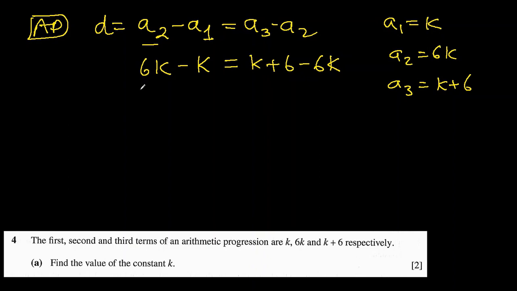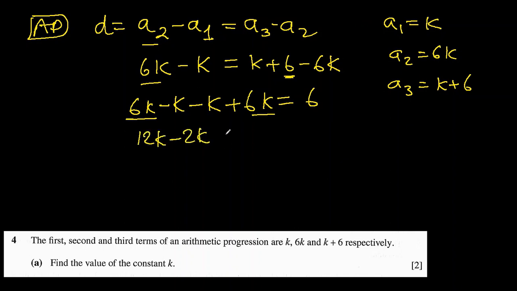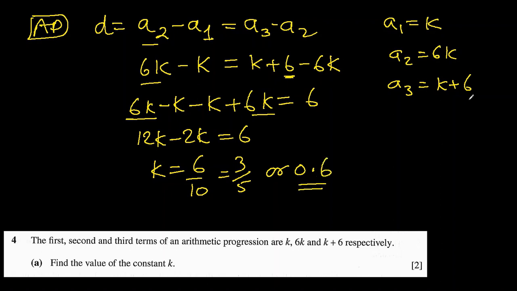Let's collect all the k's here. 6k minus k plus 6k equal to just 6. This is the only number, right? Plus 6k. All right. So 6k plus 6k, 12k, minus 2k equal to 6, which is 10k. So k will be equal to 6 out of 10. Or you can write this as 3/5 by simplification, or 0.6. That is the value of k.